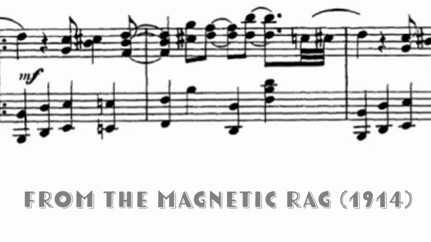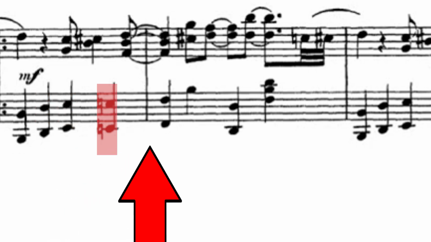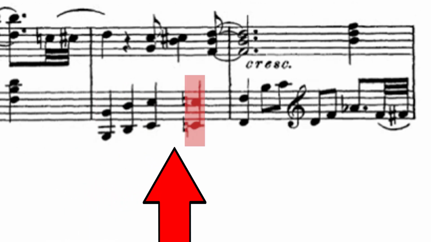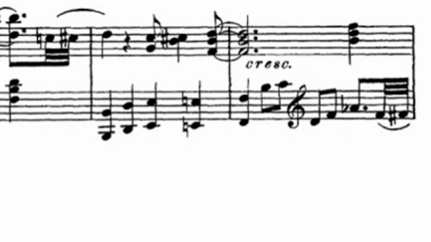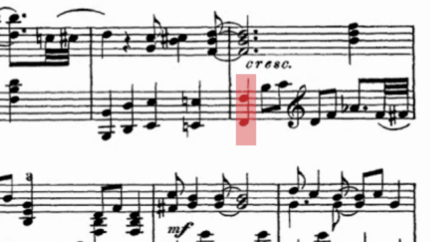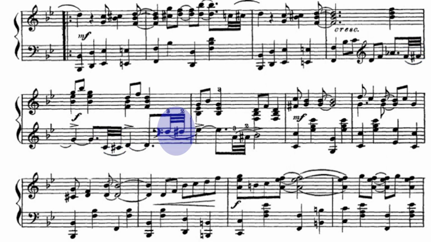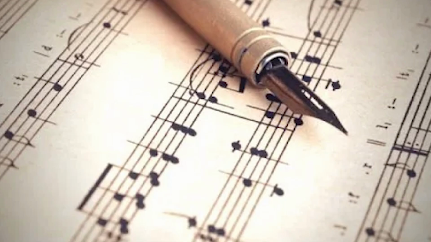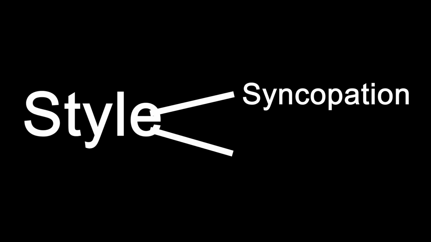Or how about this bass line from the Magnetic rag, which is basically your standard boogie-woogie bass line. And let's just hear that again with blue notes added as well. Blue notes are everywhere. And they seem to announce the popular music of jazz, blues and swing that's about to erupt on the scene. So, that's the musicality of rags, syncopation and jazzy blue notes.